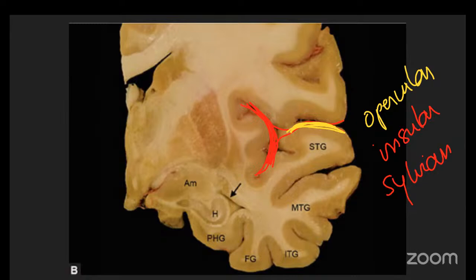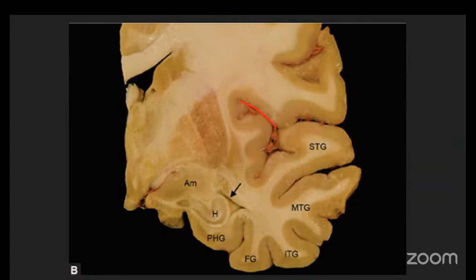Be clear? This one is the superior limb, and this one is the inferior limb, right? The superior limb was between the frontal and the insular surface, or sometimes parietal and the insular surface. The inferior limb is between the temporal and the inferior insular surface. Let me clear this all so that we can come to the temporal lobe anatomy.